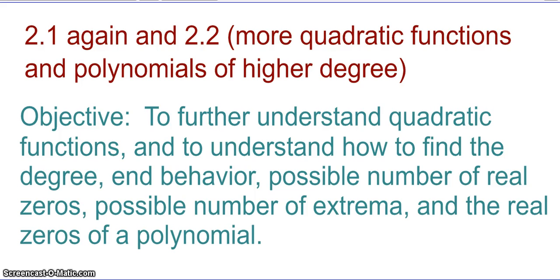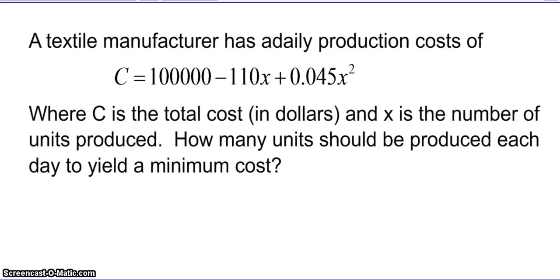So first let's do a little more practice with quadratics though. So if we have this problem, a textile manufacturer has a daily production cost of C equals 100,000 minus 110x plus 0.045x squared, where C is the total cost in dollars and x is the number of units produced. How many units should be produced each day to yield a minimum cost?